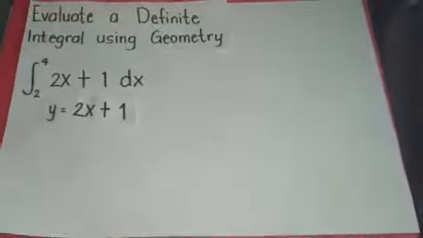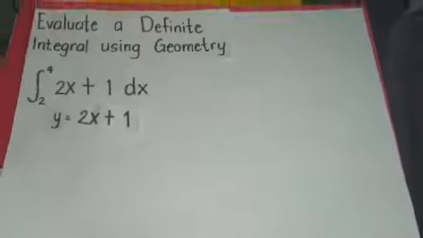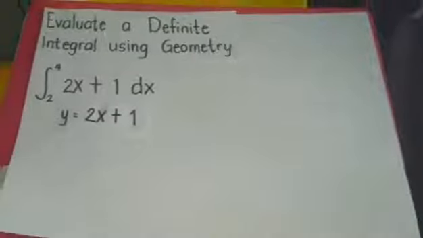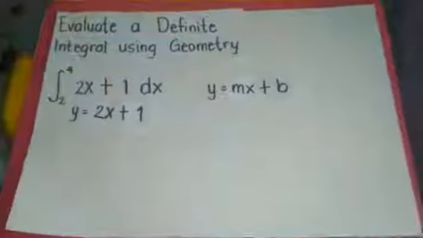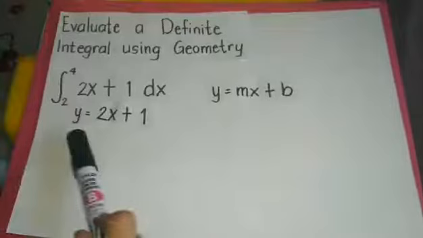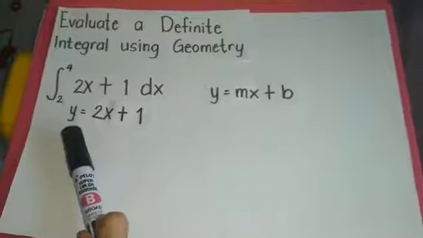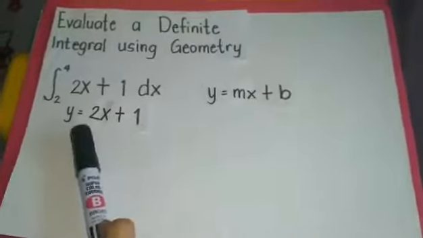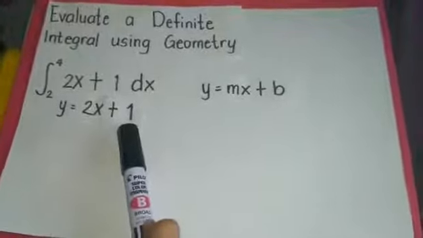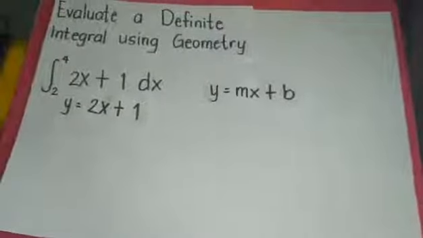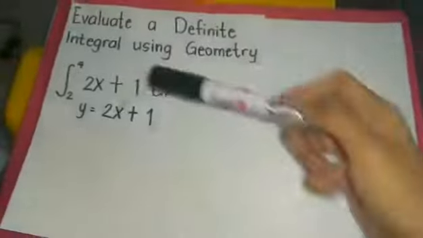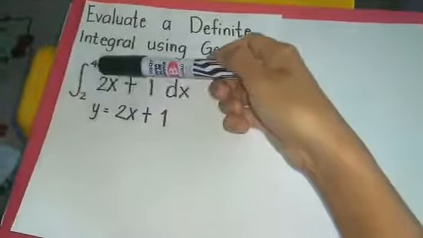Since this equation is in slope-intercept form, we are going to use the formula y equals mx plus b. We have this linear equation, y equals 2x plus 1, where 2 is our slope and 1 is our y-intercept. So let's go and graph our linear function on the closed interval 2 to 4.